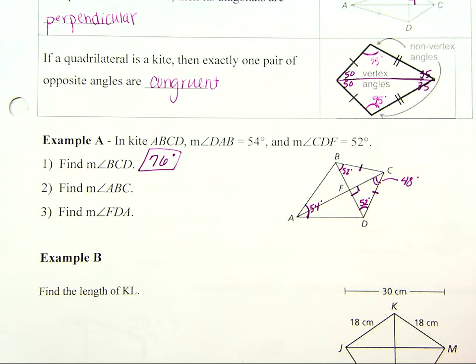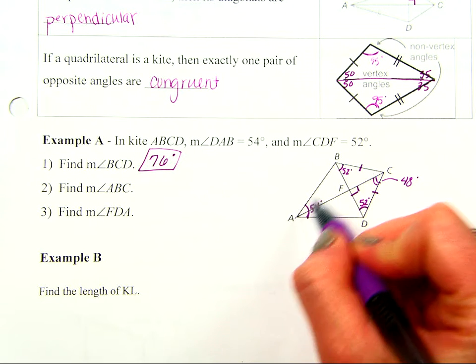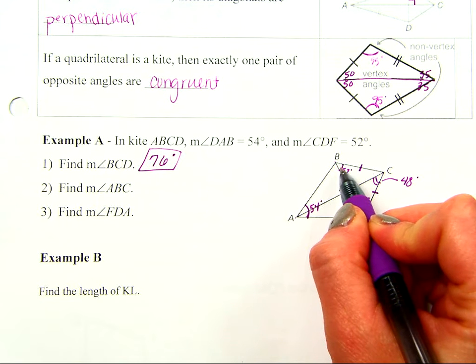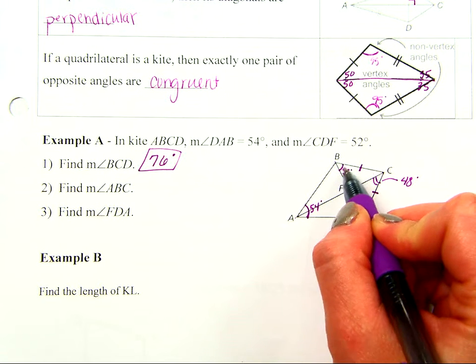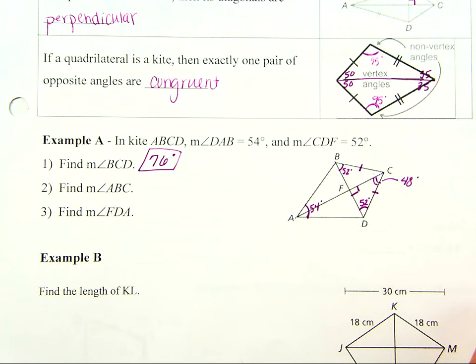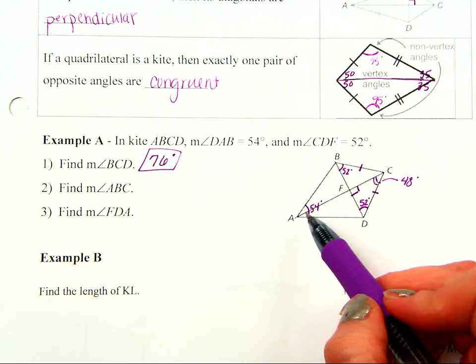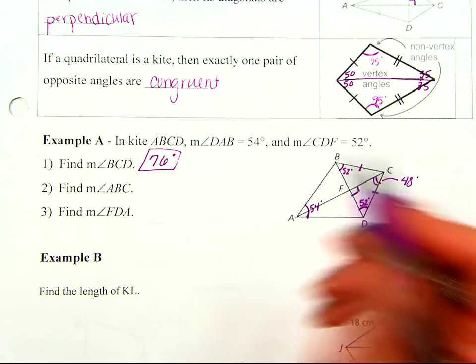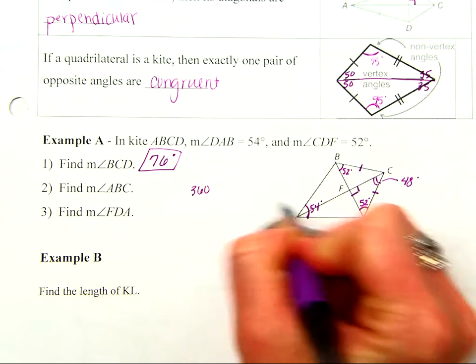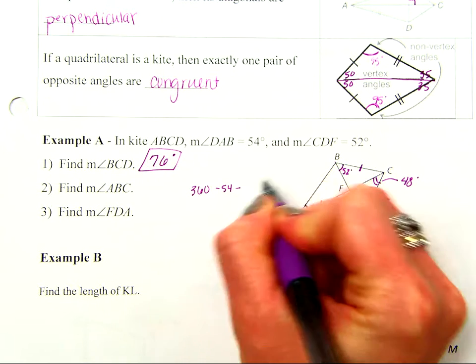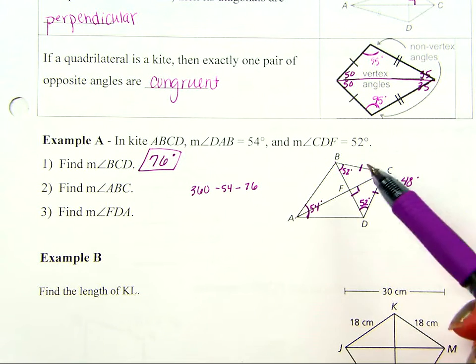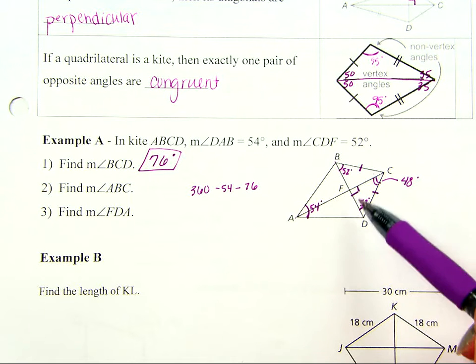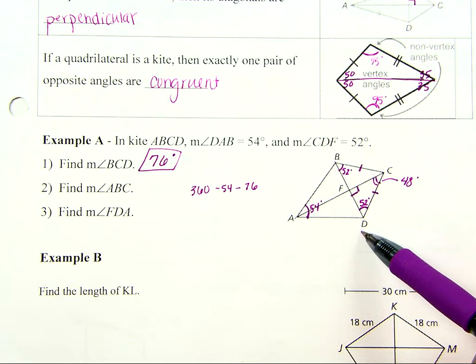My angle ABC over here at the side, it's not 52 because I need the entire angle. Well, again, there may be different ways that you could go about solving it. One way is I know my entire kite needs to add to 360, and so I may consider taking 360 minus 54 minus 76, and then the quantity that I would be left over with would be angle B and angle D. I would simply divide that by 2 because they are congruent.